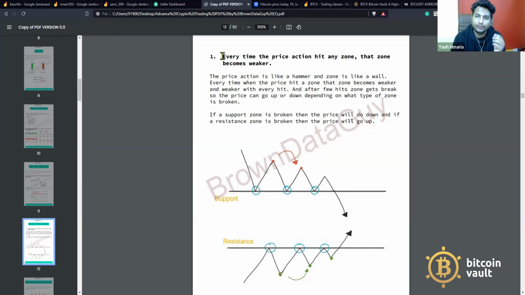Okay, and the first theorem is very simple. Every time the price action hits any zone, that zone becomes weaker. In this case, we can see the examples. Here it's hitting once, twice, and thrice, and then the price is able to break the support zone. Here it's a resistance zone, and after the third attempt, the market is able to break the resistance zone. Now this can be 2 attempts also. Sometimes it can take 3 attempts, sometimes 4, sometimes even 7, who knows? But eventually the support zone and the resistance zone will break.